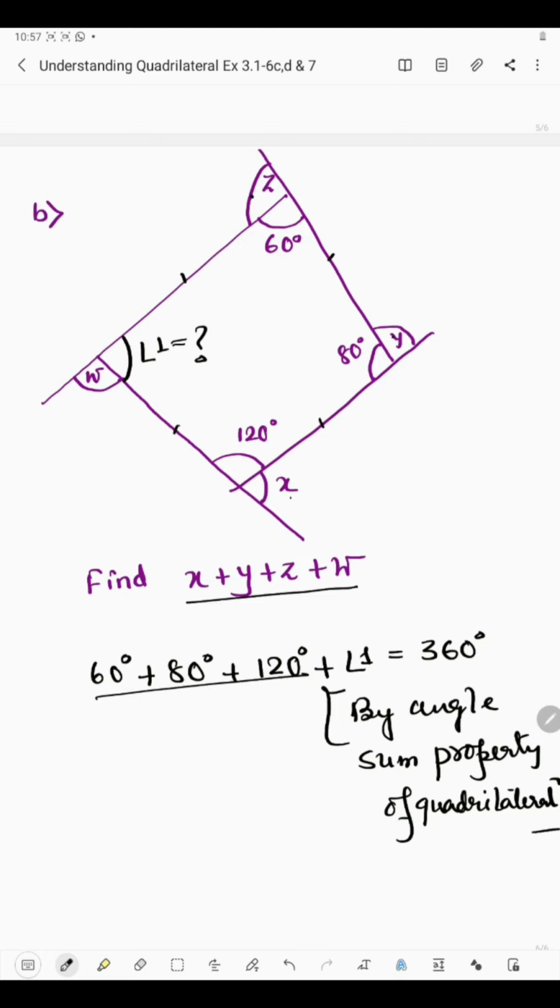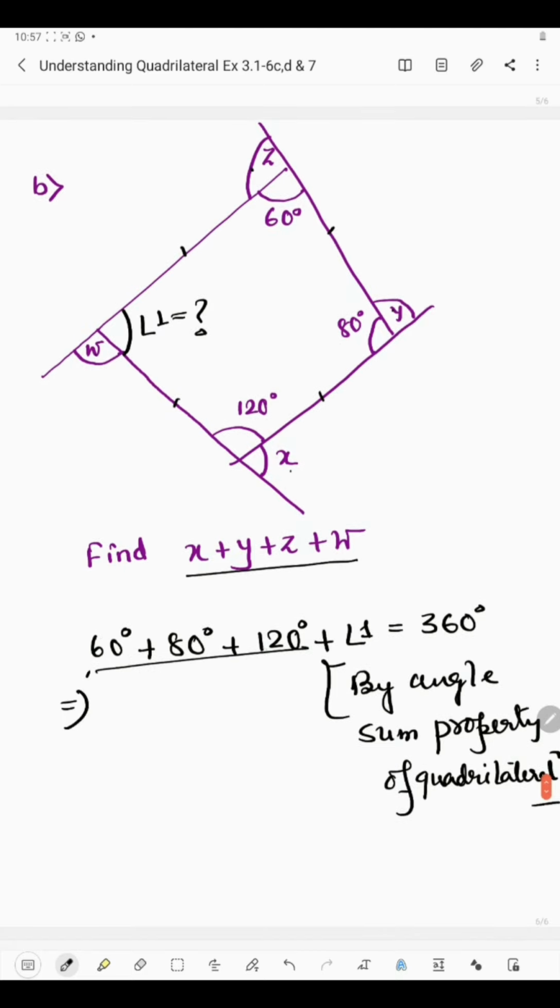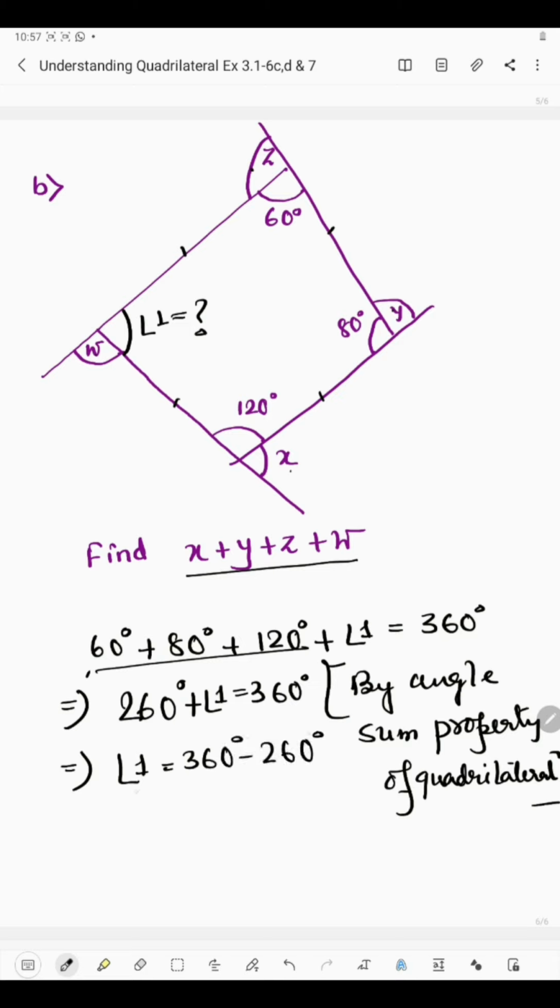Now we will add these 3. So 0 plus 0 plus 0 is 0. 8 plus 2 is 10. 10 plus 6 is 16. 1 carry. 1 plus 1, 2. So it's 260 degree plus angle 1 is equal to 360 degree. So what will be the value of angle 1? 260 will go to the other side. So 360 minus 260. So 0 minus 0, 0, 6 minus 0, 0, 3 minus 2 is 1. So the value of angle 1 is 100 degree. Now gradually we will find the exterior angles, and then we will find their sum.